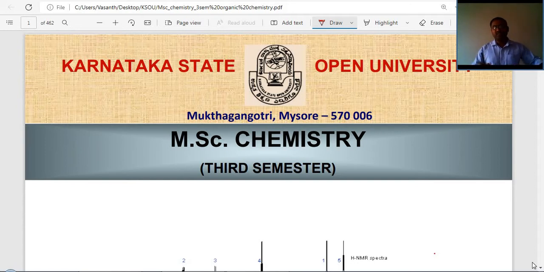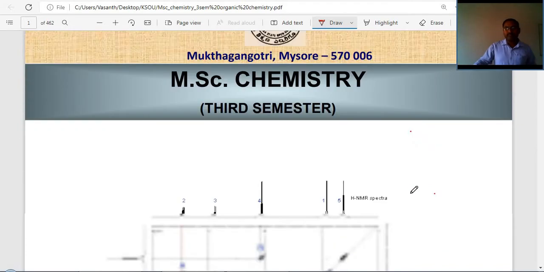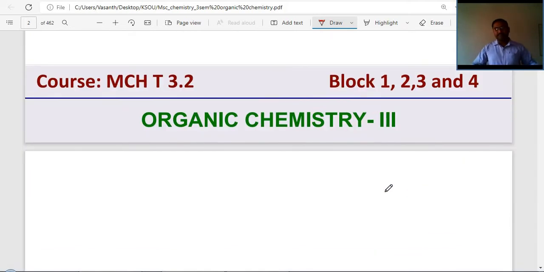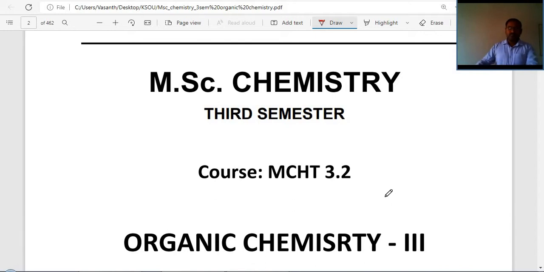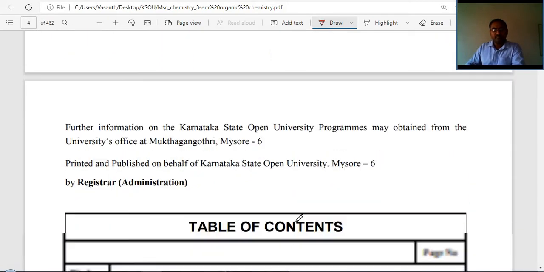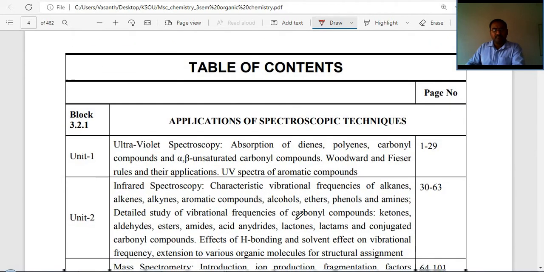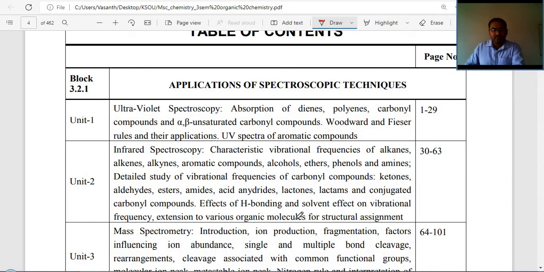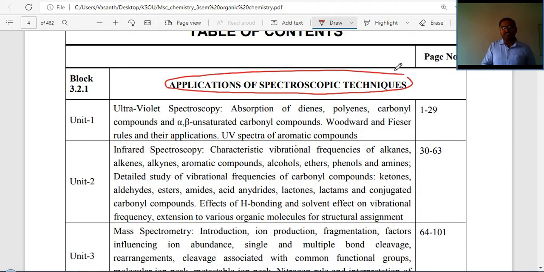In this module, we learn topics like MSc Chemistry, third semester, Organic Chemistry. In these Organic Chemistry topics, the contents are mentioned here. Applications of spectroscopic techniques.